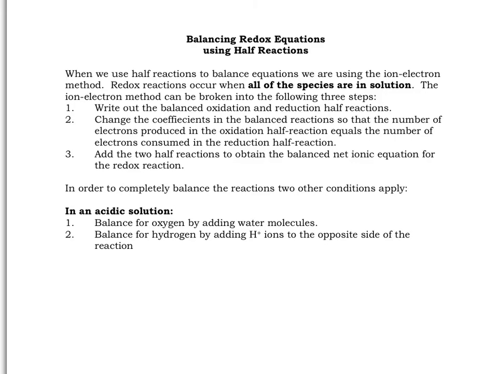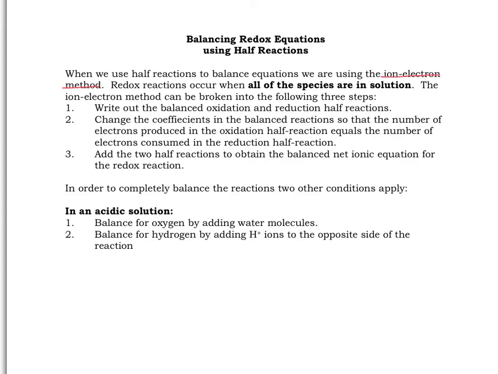So we're going to look at how to balance redox equations using half reactions. When we use the half reactions to balance equations, we're using the ion-electron method. Redox reactions occur when all species are in solution. The ion-electron method can be broken down into the following three steps. These are the three steps we'll be using.